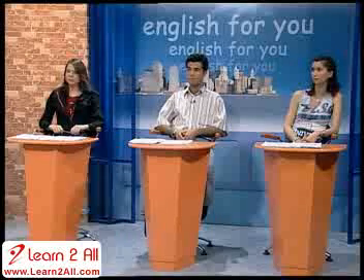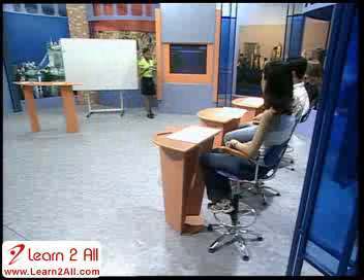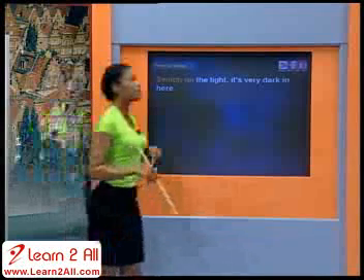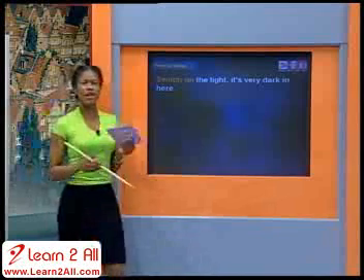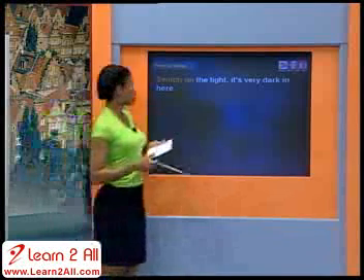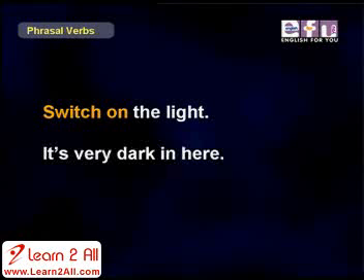So now we're going to look at some more examples of phrasal verbs because they are very important. You must be careful how you use the phrasal verbs because they can change their meaning if we're talking about different objects. Okay, switch on the light. It's very dark in here.